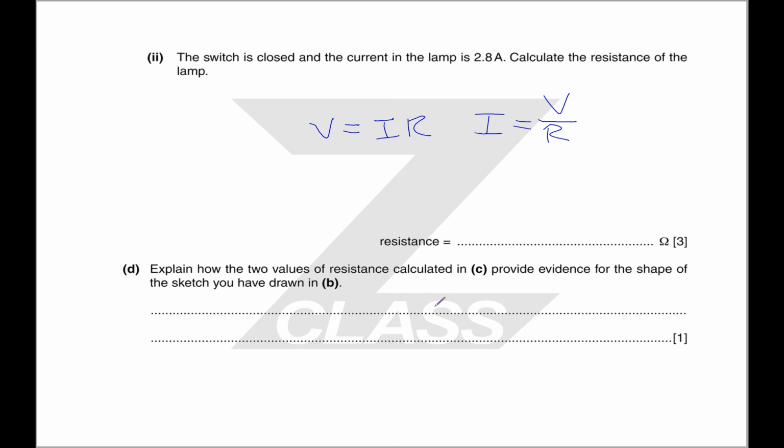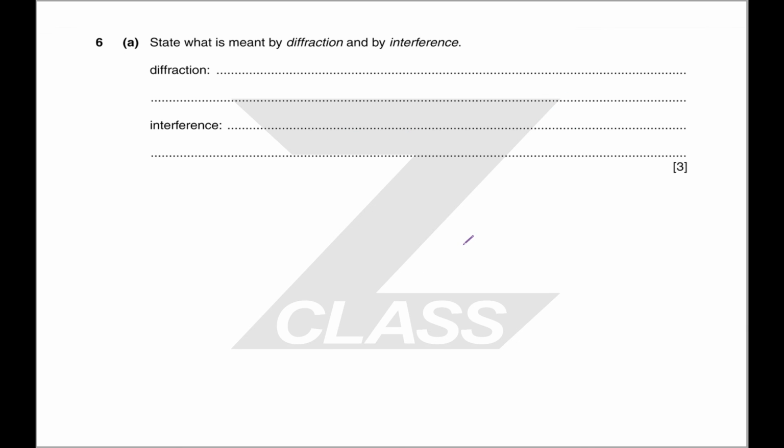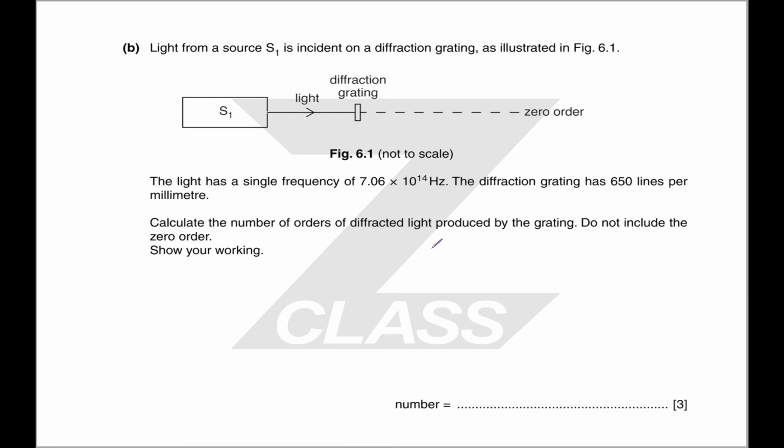Explain how the two values of resistance calculated in C provide evidence for the shape of the sketch. So at that point, you're just saying, well, okay, my potential difference has changed, and so has my resistance. Okay, state what is meant by diffraction and by interference. These are just definitions that you need to know.